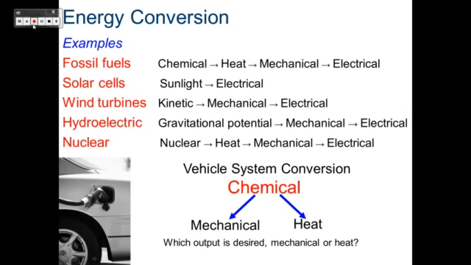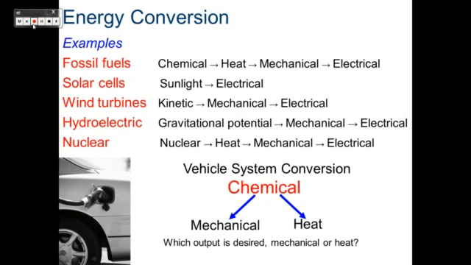This slide shows a variety of energy conversions from fossil fuels and solar cells, looking at a car most specifically. If I use fossil fuels, I have chemical energy changing to heat when it burns in the engine, changing to mechanical, which spins the wheels or different parts inside the engine, which creates electrical to run all the components inside your car. Solar cells convert straight from sunlight to electrical. Wind turbines: kinetic, the turbine spinning, which is mechanical, and then electrical. You can see all the different ones.